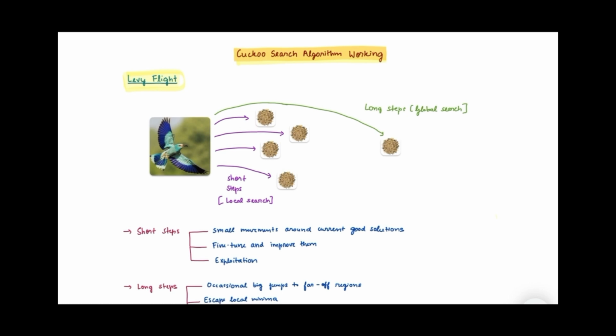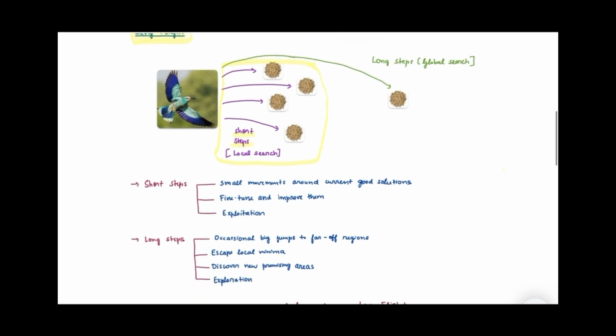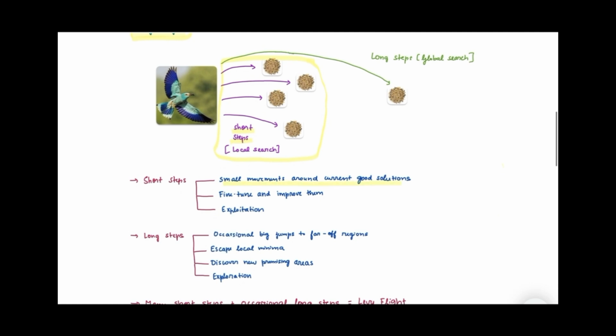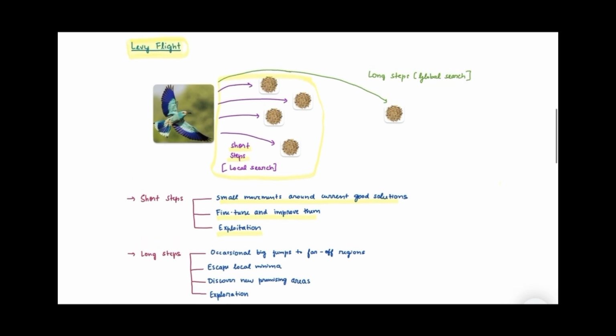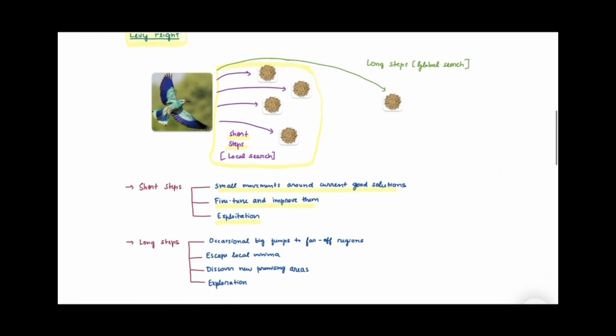So, look at this diagram here. Most of the time, the cuckoo or the agent takes small steps. That means it moves only a small distance from its current position. So you can see here small movements around current good solutions. It fine tunes those solutions and improves them. This is called exploitation of the search space. So short steps help the algorithm refine good solutions. This is called exploitation or local search.